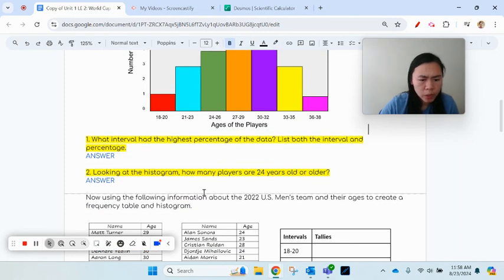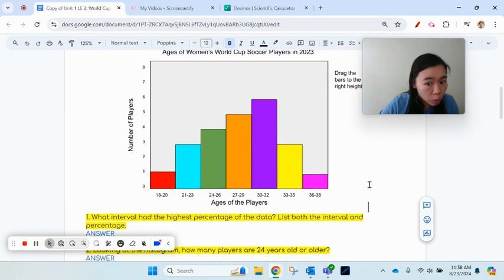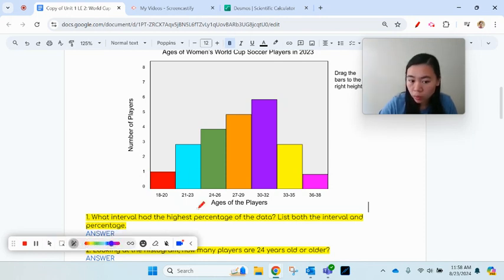So that's number 1. Number 2, looking at the histogram, how many players are 24 years old or older? Okay, which bars are 24 years old or older? This bar right here. Okay, if you're between 24 and 26, you're older than 24. But not just that bar. This bar is going to be older than 24. This one, and this one.